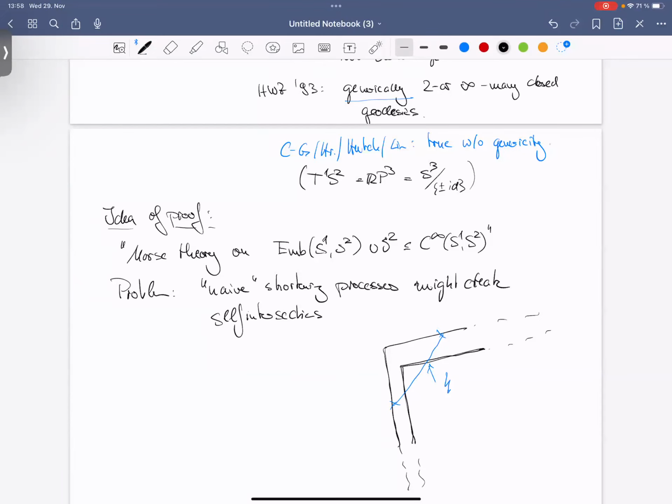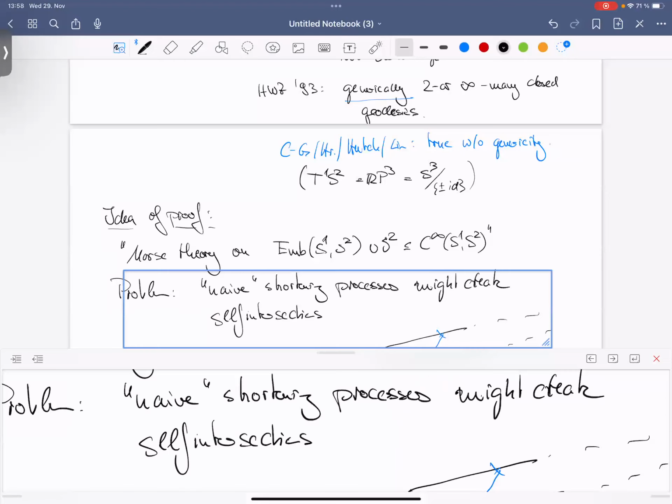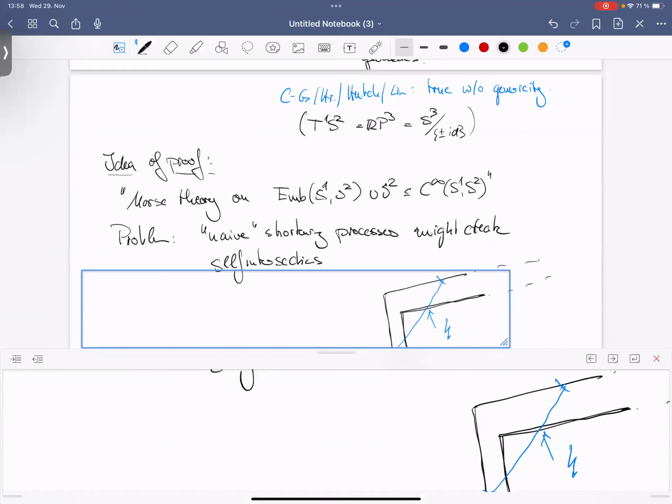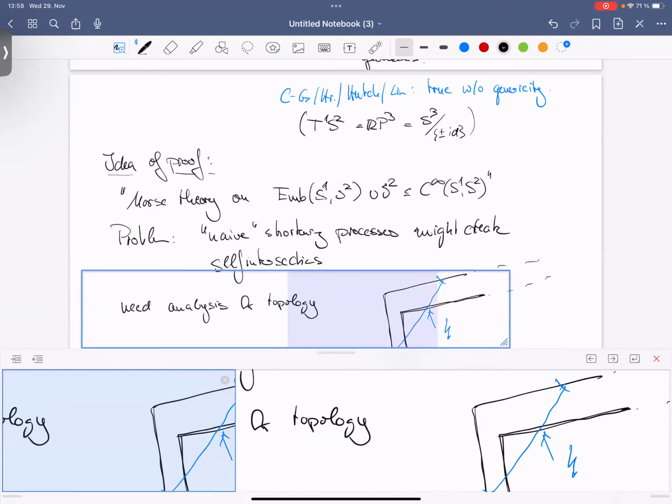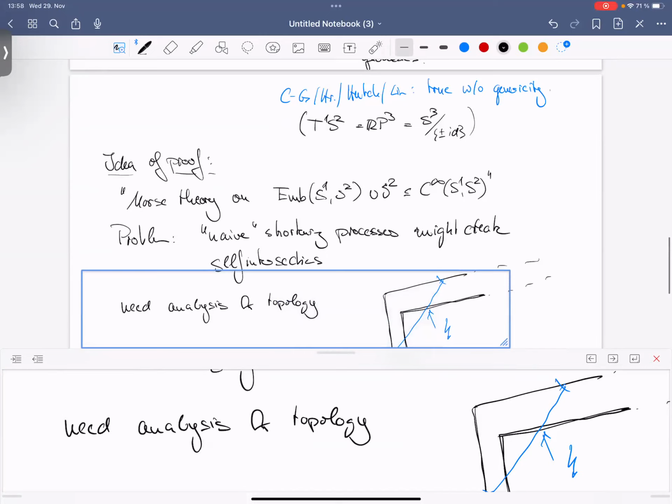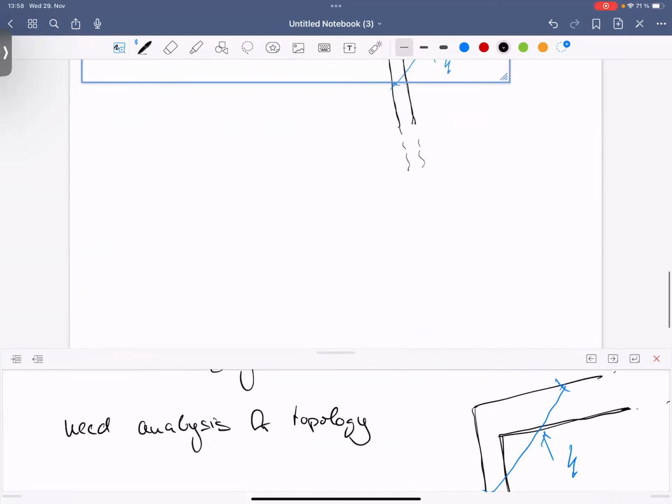Okay, so what we need here is two things. We need a deformation, which comes down to analysis. And when we do Morse theory, we need enough topology. So let me maybe say something about the analysis first.